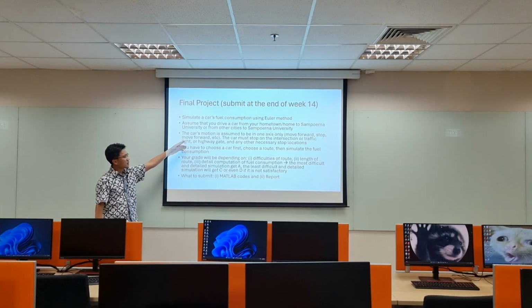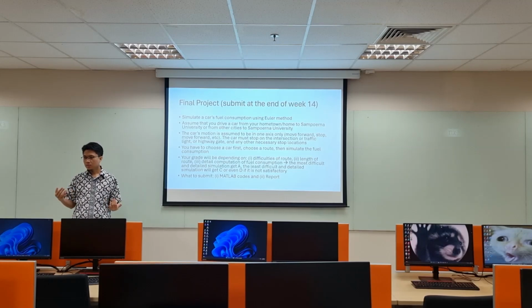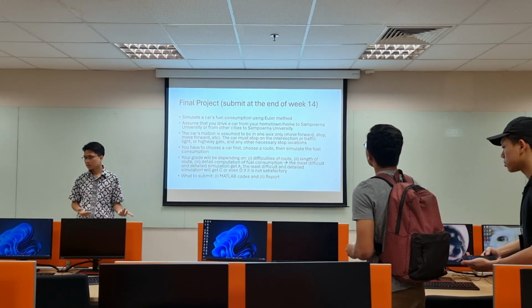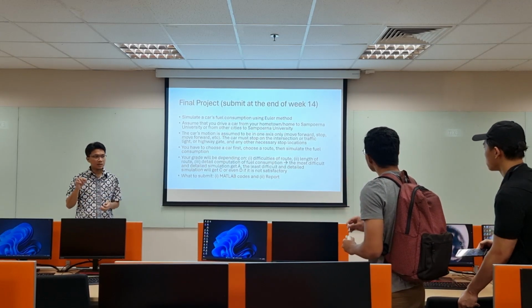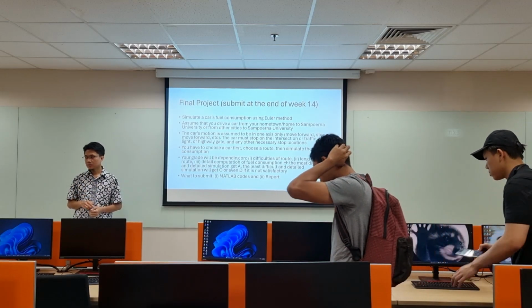Let's see the third point in here. The car is assumed only to move in one axis, okay? Only moving in this direction, let's say. But when your car is coming into the highway, expressway, your car can go up to 100 km per hour. If it is in urban area, your car is limited to 40 km per hour. So you have to be very detailed in simulating the route.